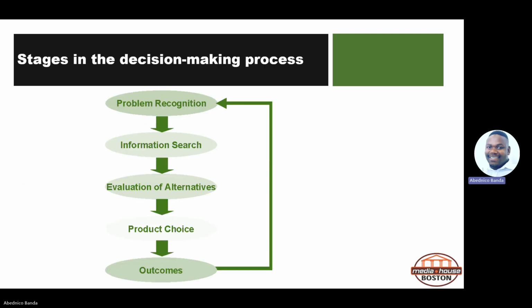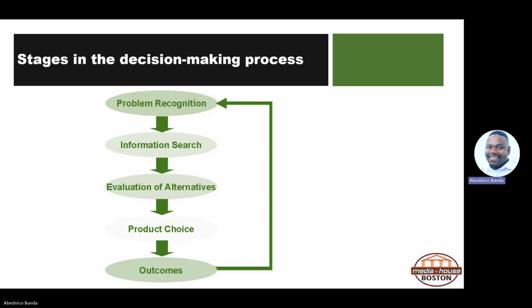So these are the stages that are involved in the decision-making process. As indicated, these processes normally or generally, that's how they could flow. But because it's a cycle, it's something that is recurring, sometimes it cannot be sequential.